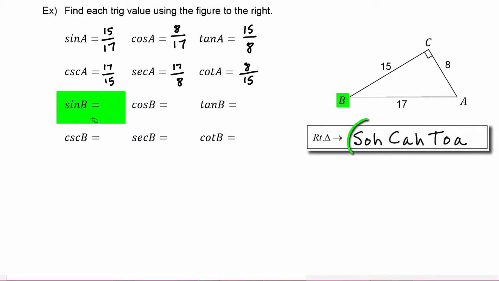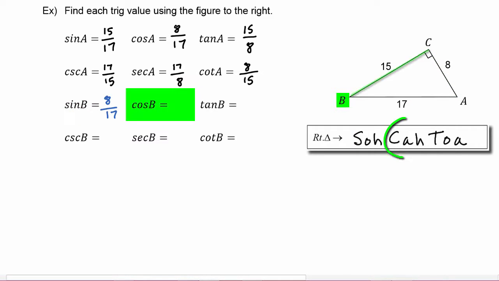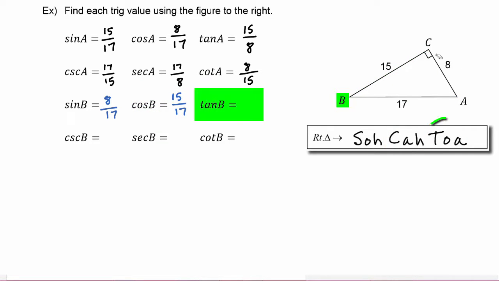Sine of B is going to be its opposite leg divided by the hypotenuse, so that's 8 over 17. Cosine of B will be its adjacent leg divided by the hypotenuse, 15 over 17. Tangent of B will be its opposite leg divided by its adjacent leg, 8 over 15.